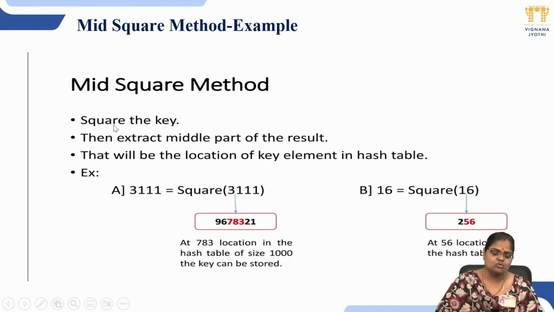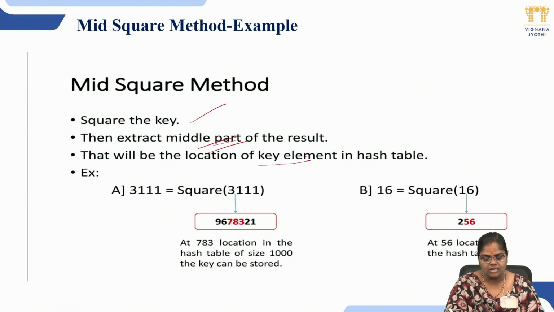An example for the mid-square method is, first we need to square the key, then extract the middle part or the middle digits of the result. That will act as the location of the key element where we store the key in the hash table. Example, if we take 3111 as a key, the square of that will be 9,678,321, and we consider the middle digits as 783, which will be the location of the hash table of size 1000 where the key will be stored.